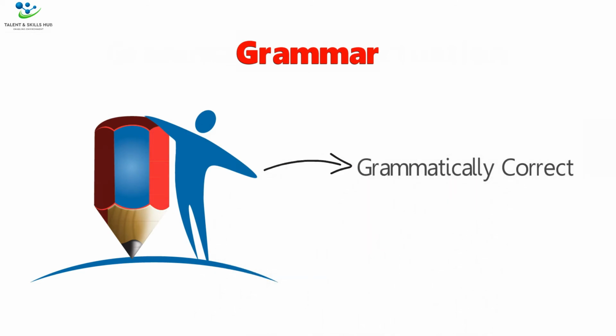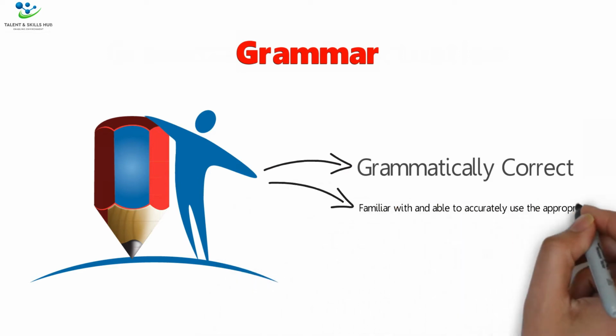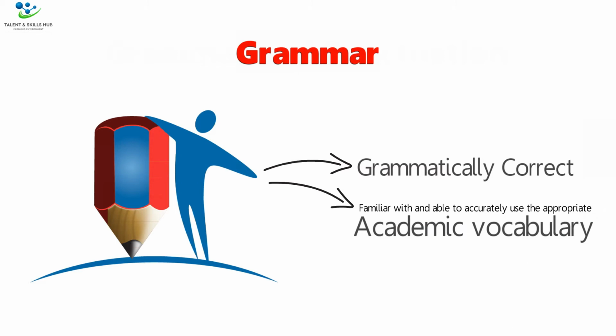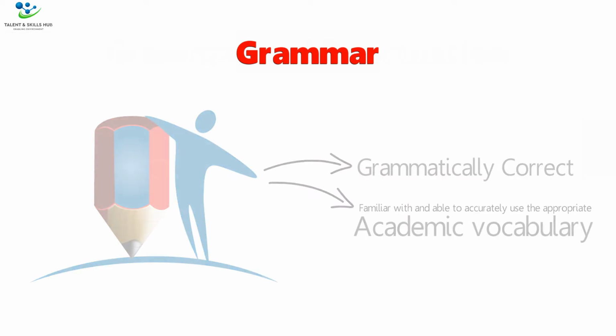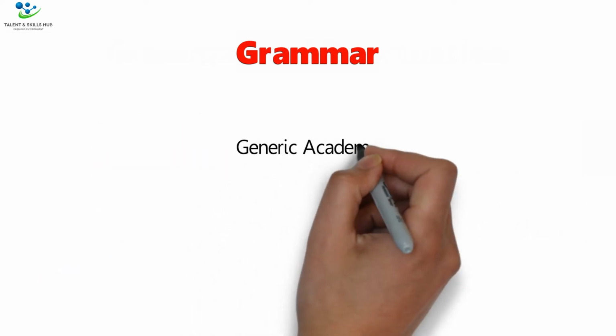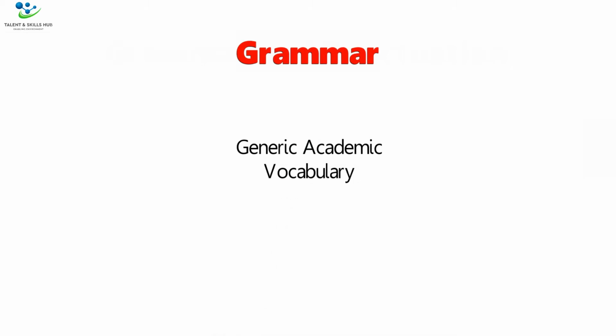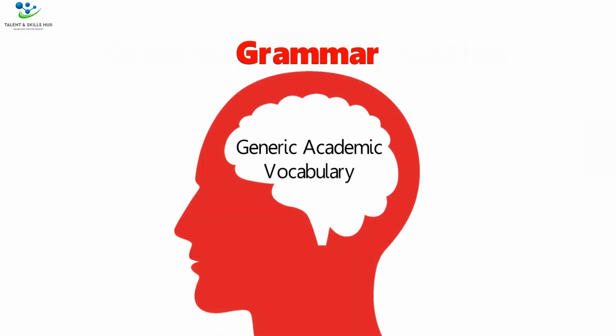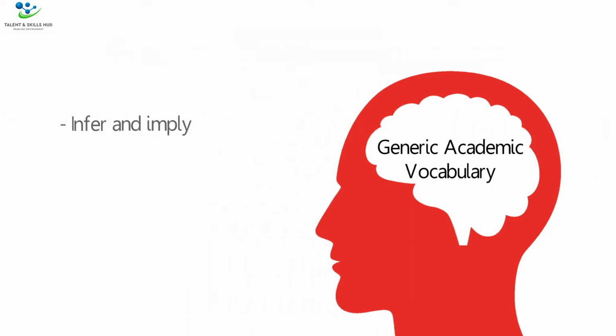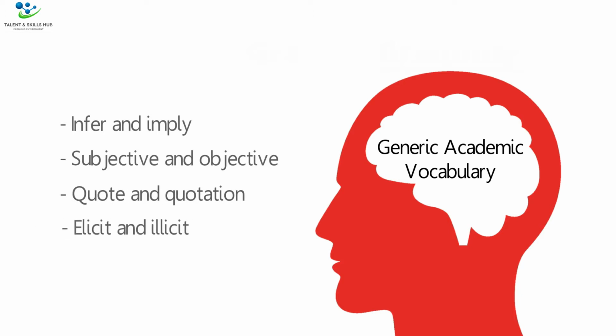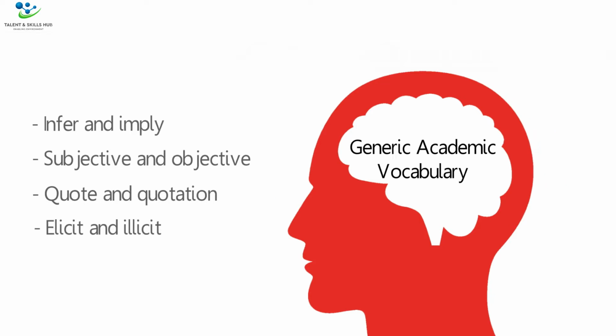Another fundamental requirement of academic writing is that you are familiar with and able to accurately use the appropriate academic vocabulary. Every subject has its own terminology, of course, but in addition, there is a more generic academic vocabulary that you should be familiar with. For example, knowing the difference between infer and imply, subjective and objective, quote and quotation, illicit and elicit, and so on.